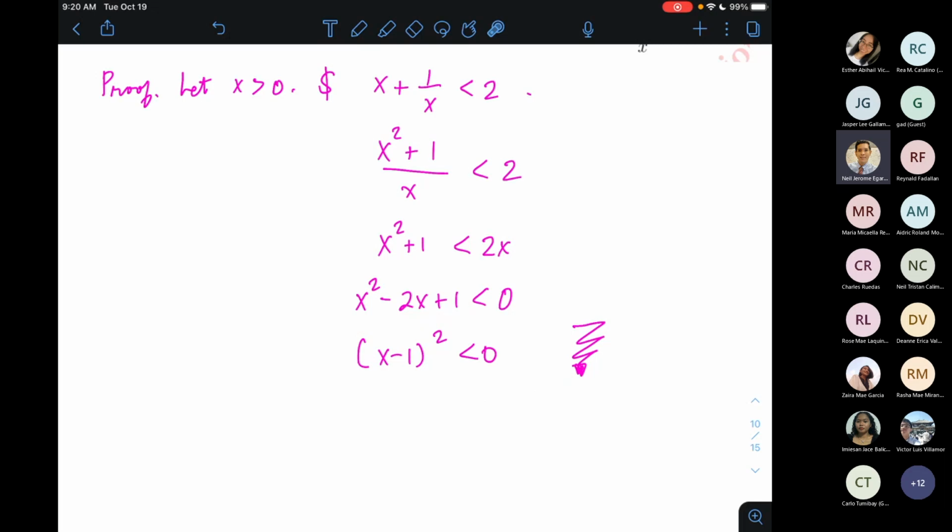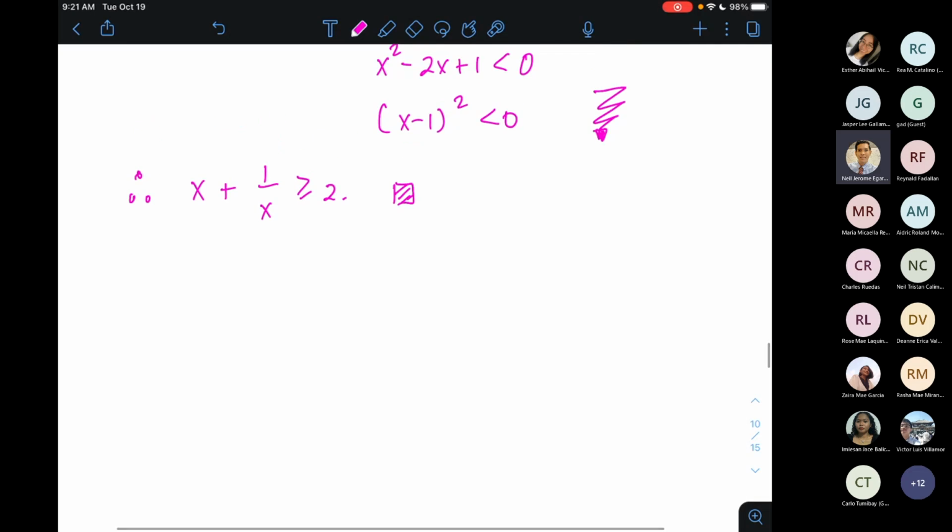So it will contradict one of the basic facts that we have established before. That means we don't have any choice but to reject the supposition. Kailangan mali siya kasi otherwise guguho yung buong mathematics na alam natin. So we should accept the fact that x plus 1 over x is greater than or equal to 2. End of proof.